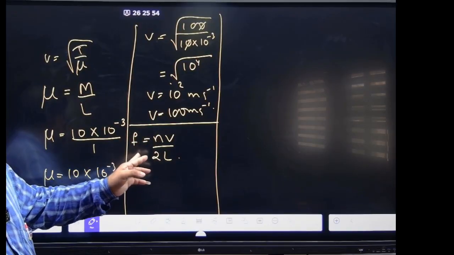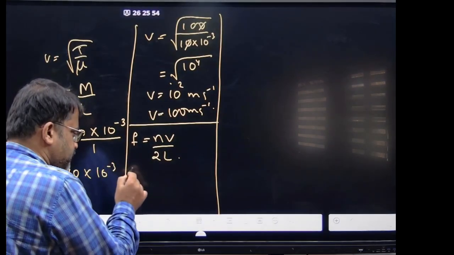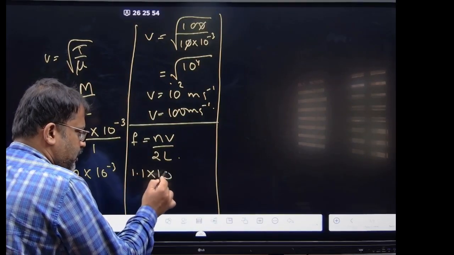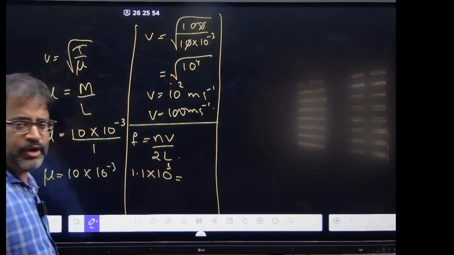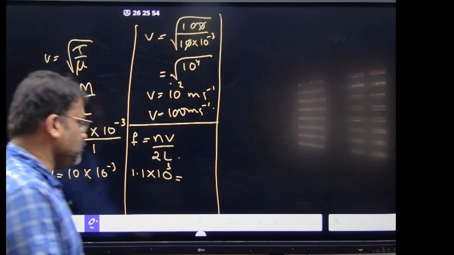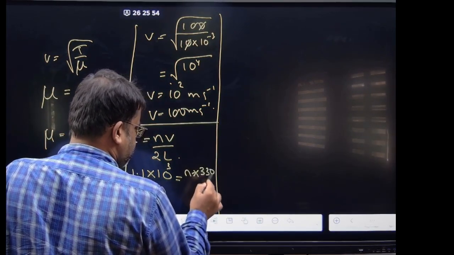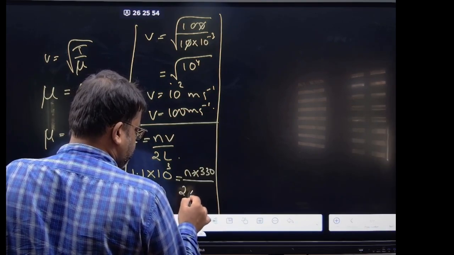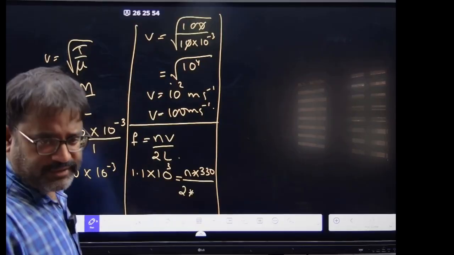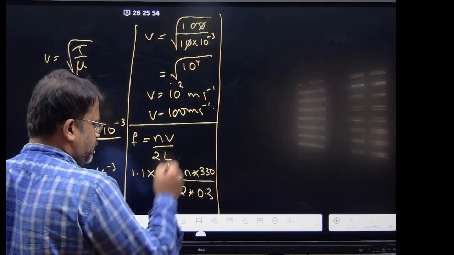So the frequency resonates at 1.1 kilohertz. That means this frequency is 1.1 kilohertz, which is 1.1 into 10 to the power of 3. That is equal to n, with V given as 330 meter per second, divided by 2 into L, where L is 30 centimeter, which converted to meter gives 0.3.